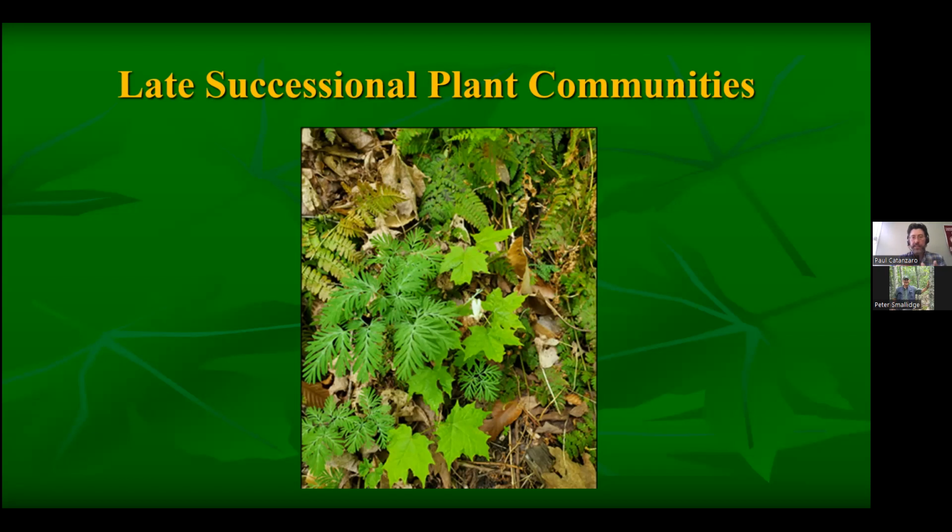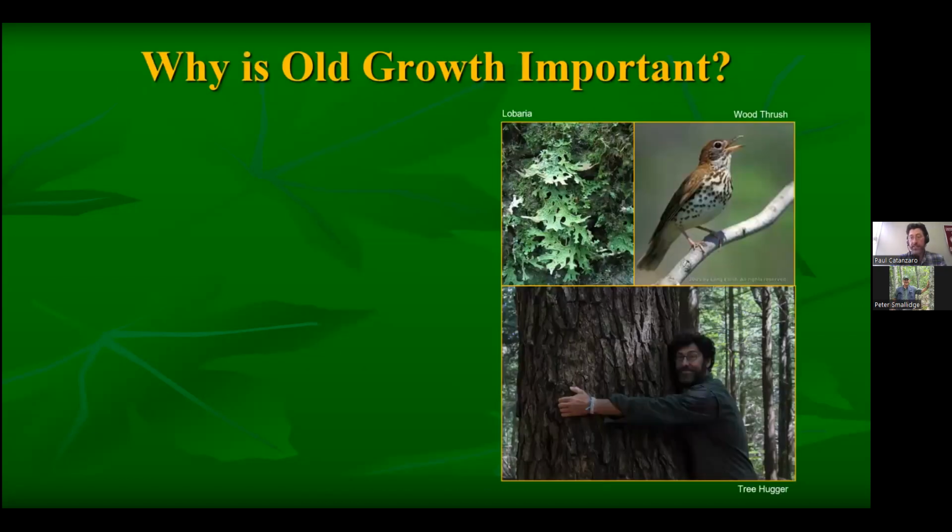And so you tend to see different kinds of understory plant communities in these areas. And again, because our forests are ecologically young, we're not seeing these in many or most of our forests. So that's just sort of a breakdown of the characteristics of old growth forests. And so I think it's logical to ask the question, so why is that important? Why are those various characteristics important?